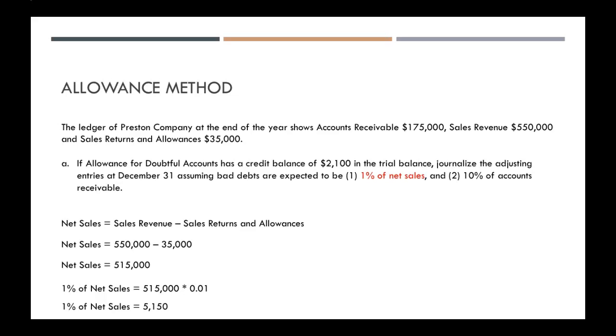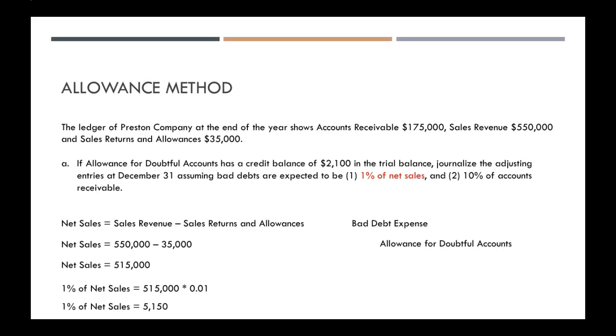So we can now look at our adjusting entry. Your adjusting entry will be a debit to bad debt expense and a credit to allowance for doubtful accounts. So allowance for doubtful accounts is a contra asset. It goes against your accounts receivable.